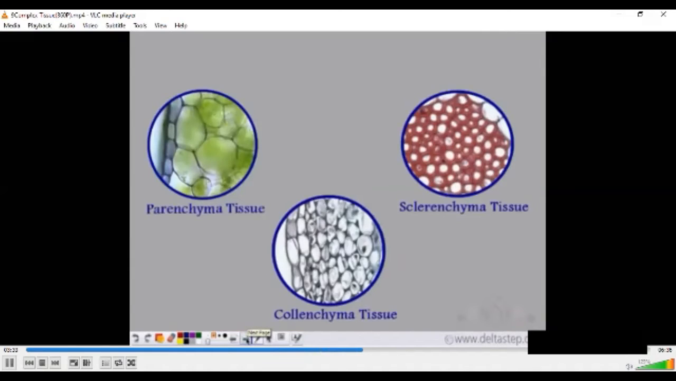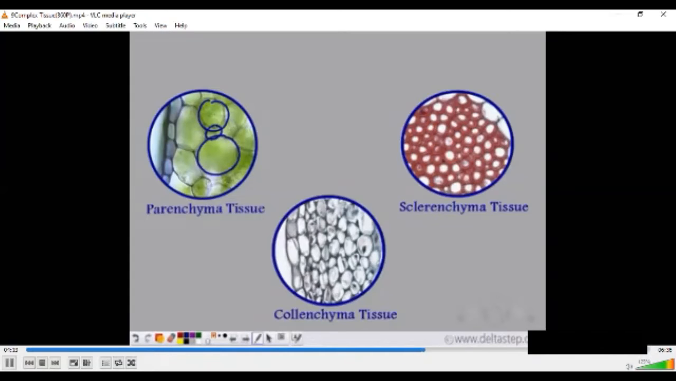So we've studied the three kinds of permanent tissues: the parenchyma tissue, the collenchyma tissue, and the sclerenchyma tissue. Now all these three tissues are permanent tissues, which means that they cannot divide and they cannot grow any further. Now notice one thing: in the parenchyma tissue, all the cells that make up the parenchyma tissue have a thin wall, they are oval in shape, and there are spaces in between two cells.